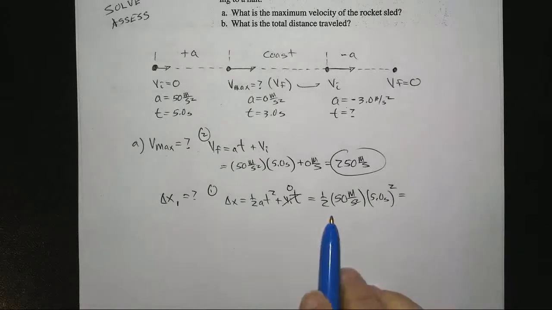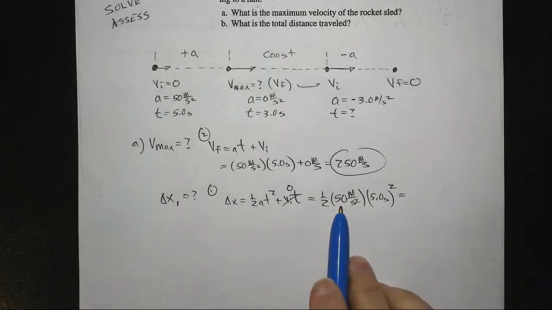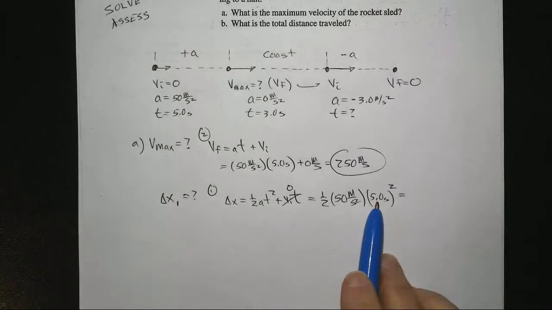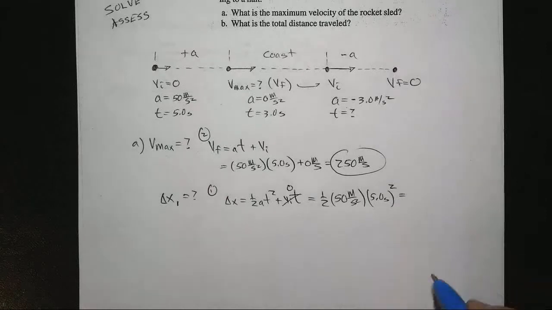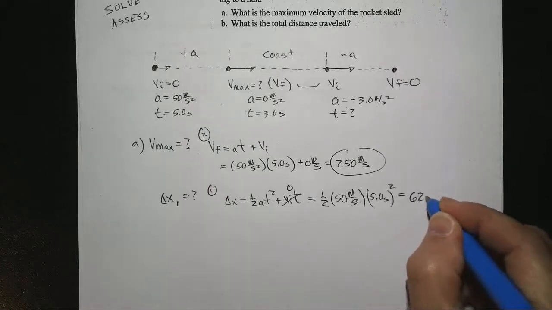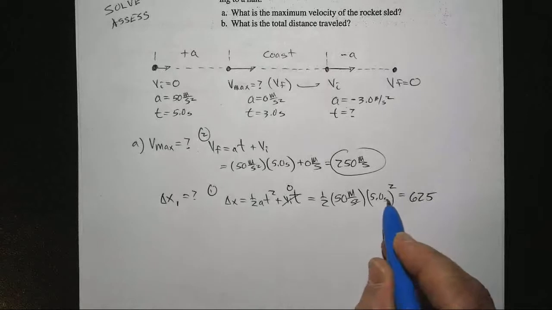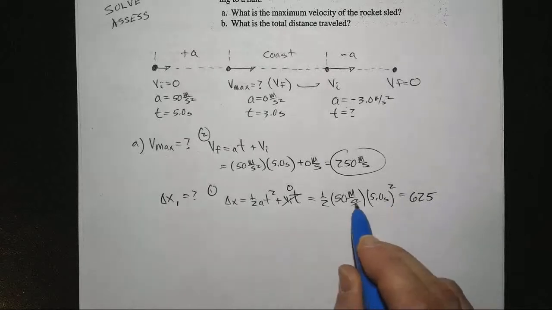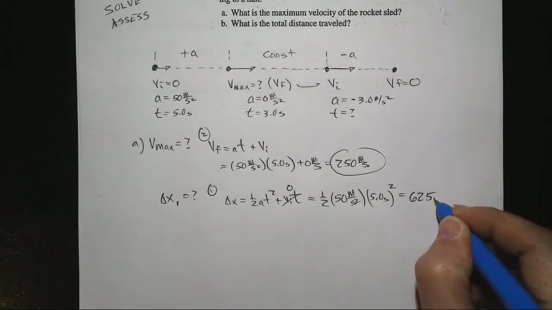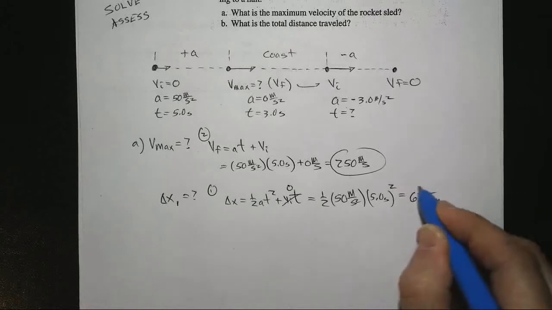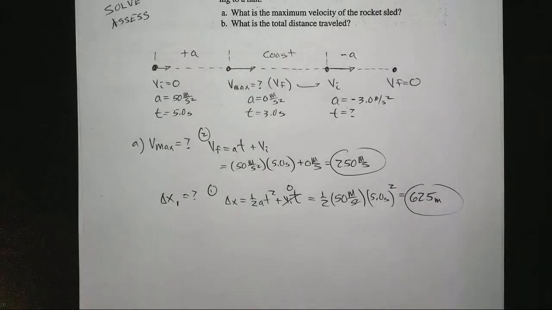And we get 1/2 times 50, which is 25, and 5 squared is 25. So we're going to get basically 25 times 25, which is going to give us 625. And the units, this is going to be seconds squared. The seconds squared will cancel. We'll get the first displacement during the initial acceleration is 625 meters.